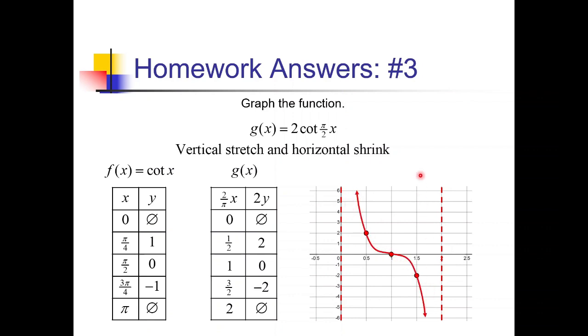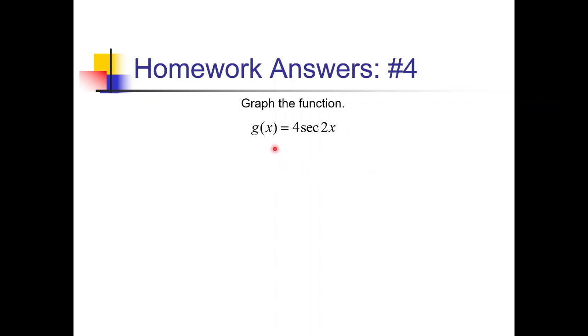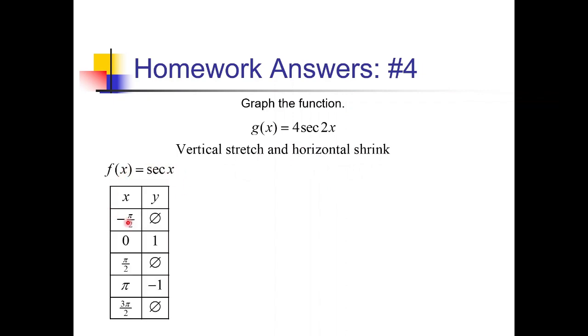Just one period. On this one, I'm trying to graph 4 secant of 2x. So for my transformations, the 4 out here gives me a vertical stretch. The 2 inside gives me a horizontal shrink. For the parent function, we've got going from negative pi over 2 to 3 pi over 2. We're undefined. Then going by pi over 2, we've got 0, 1. Pi over 2 is another undefined asymptote. Pi, we've got -1, and 3 pi over 2, there's an asymptote.